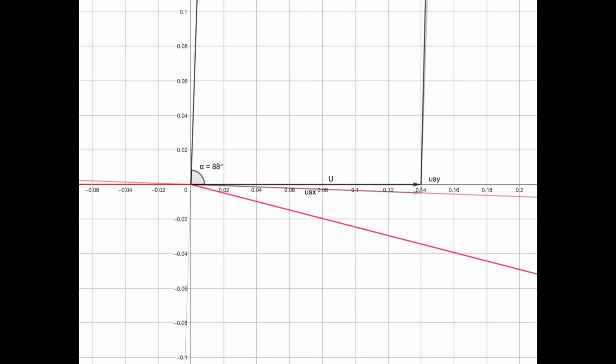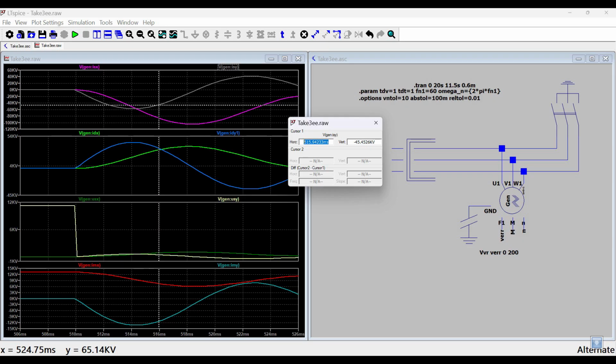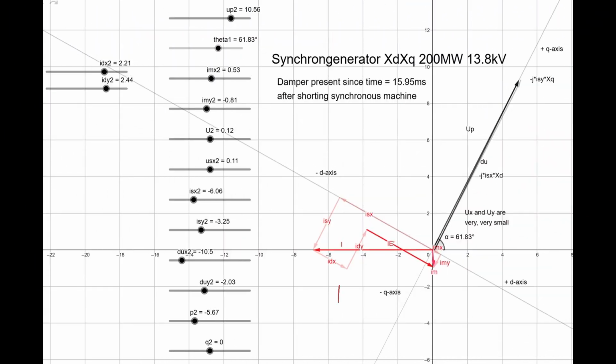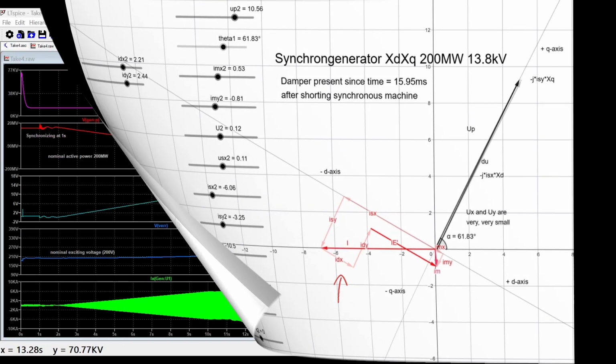For a phasor diagram very shortly after the short circuit fault at 550.95 milliseconds, first zoom from 500 milliseconds to 520 milliseconds. Then place the cursor at 550.95 milliseconds and get the values like above, additionally the values for IDX and IDY. After scaling in the file synchrongenerator with damper.wxmx and entering into GeoGebra, you can see the influence of the damper winding very shortly after the short circuit.